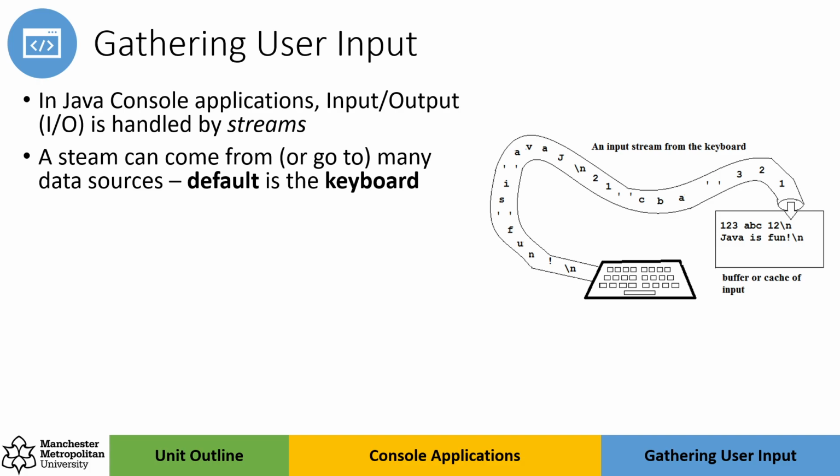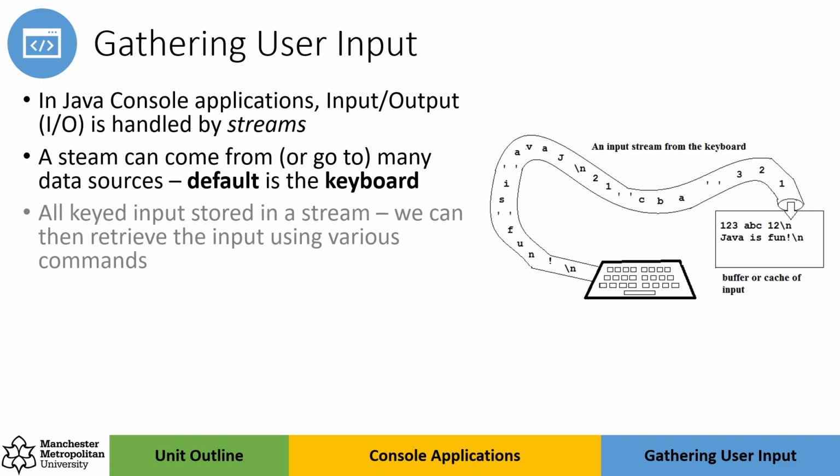So you could be reading from the keyboard, you could be reading some data from a file, the data could be coming from a database. There's loads of different types of sources in which a stream can capture. Now, all keyed input, i.e. whatever someone types in, is stored inside a stream. So you can picture a stream as like this sort of tunnel of input. So as they start typing things in, we can extract it from the tunnel. And we'll see how we can do that with a built-in class. And we can retrieve all of that input using various commands.